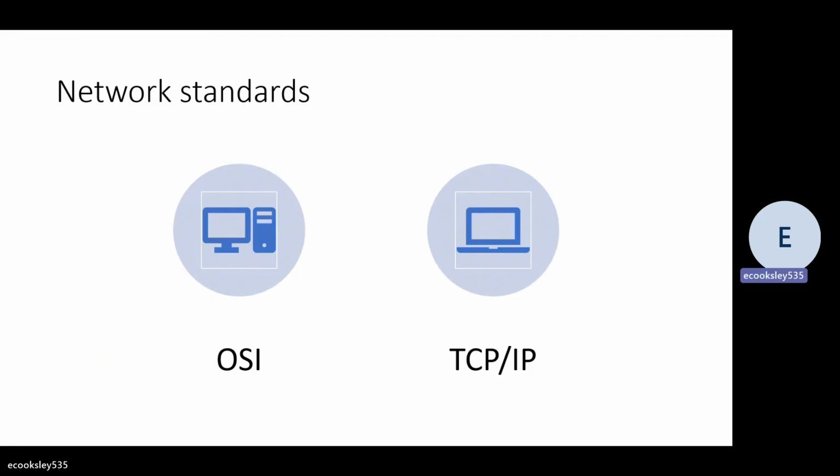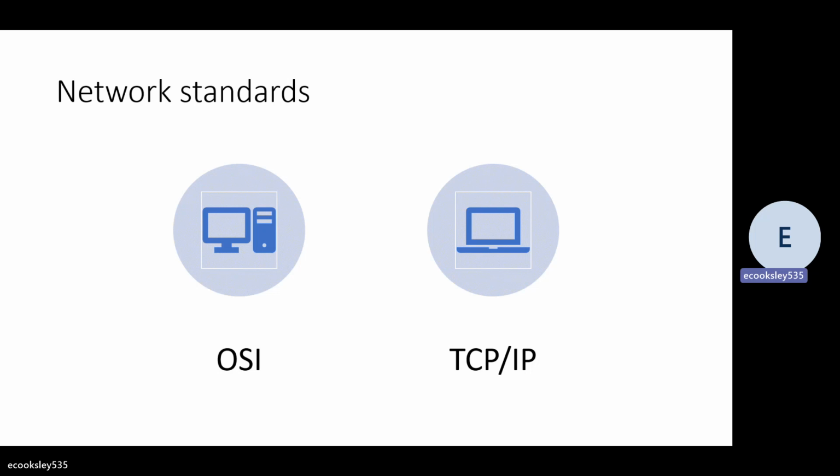Next, we have our network standards. So first off, there's the OSI. OSI is used worldwide for communications that assist in the implementation of the network protocols and its 7 layers. So OSI's 7 layers overall have 3 upper layers and 4 lower layers.